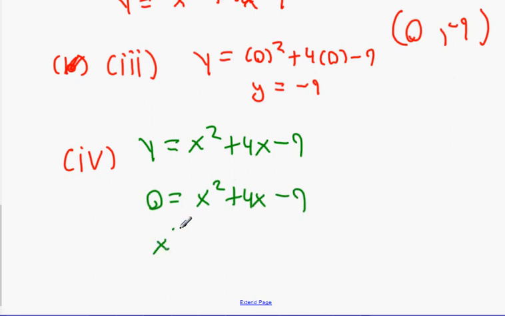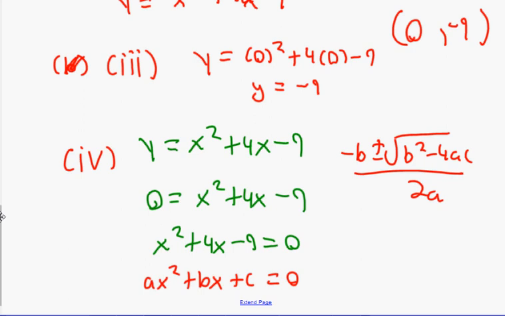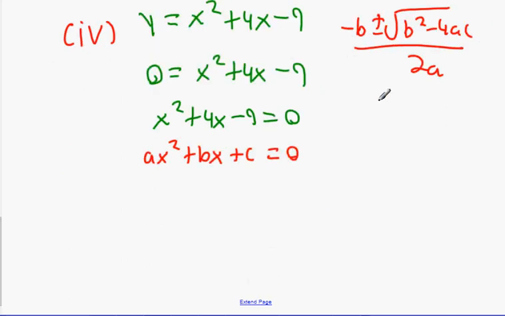You can change that around. Now, does anybody know the minus b formula off by heart? Anybody at all? Ax squared plus bx plus c equals 0. Minus b plus or minus the square root of b squared minus 4ac all over 2a. Okay guys, what's our a value?